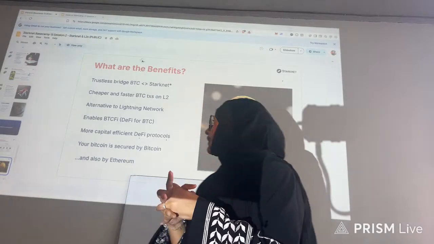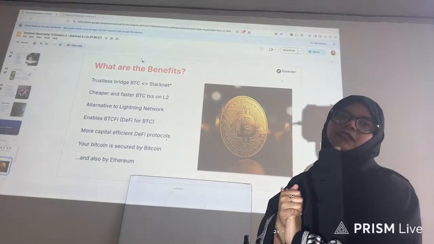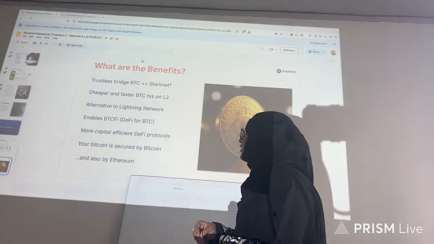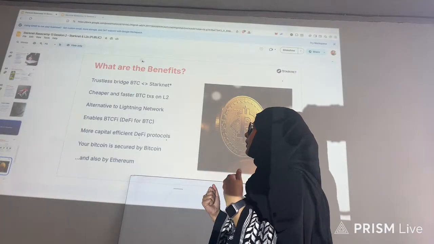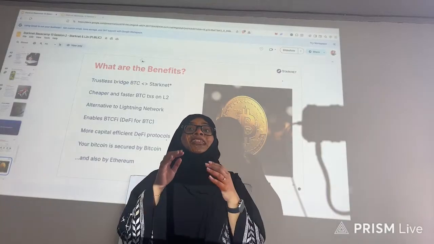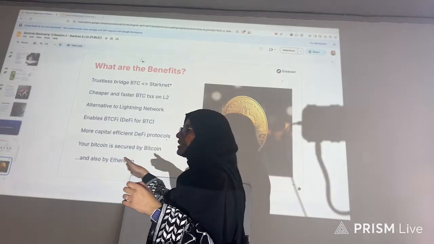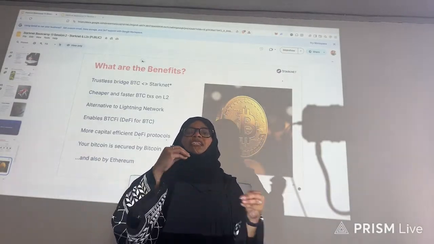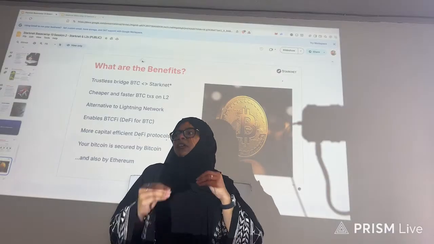So this is where Starknet is headed towards, where it wants to enable BTC or DeFi on BTC. And one more thing that would happen if we're able to establish this trustless bridge.